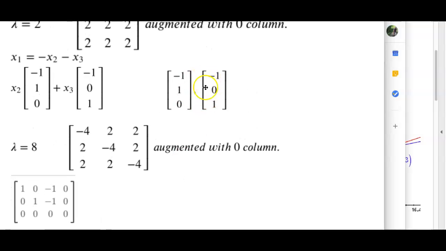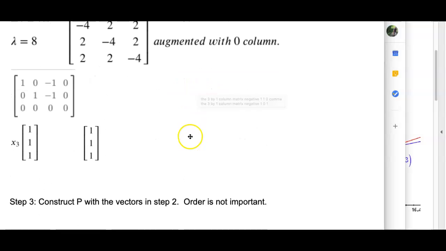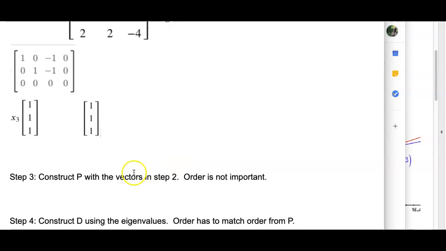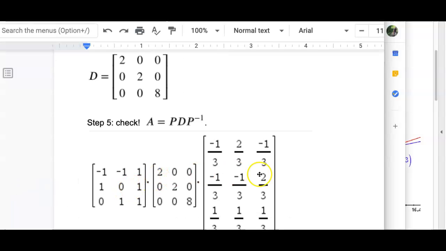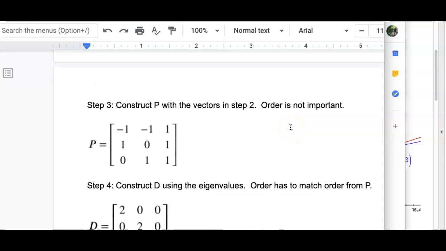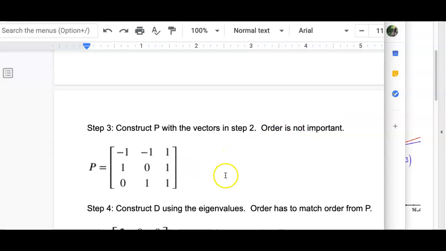Okay, so now I have these two eigenvectors associated with lambda equal to 2, and I have this eigenvector that's associated with lambda equal to 8. So to construct P, we use the vectors in step 2. Our order is not important. So I'm going to take the vectors that I found for the eigenvectors and put them all in here. So these two are from lambda equal to 2. This one's from lambda equal to 8. So the order that I put them in there is not important until you go ahead and construct D.